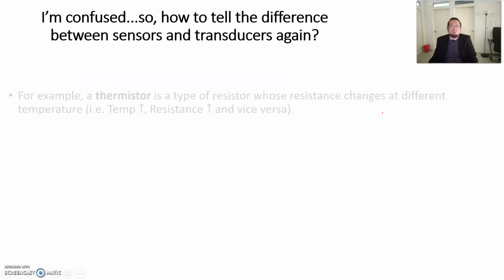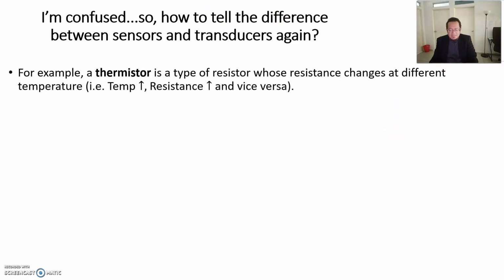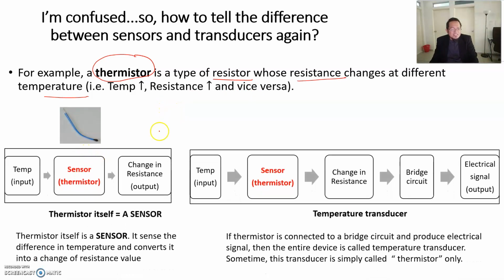Let's take a simple example, a thermistor perhaps. If you search on Google, a thermistor is basically a type of resistor whose resistance changes at different temperatures. This is called a thermistor. If the temperature across the thermistor rises and you put a multimeter on it, the resistance will increase, and vice versa. If the temperature drops, the resistance also drops.